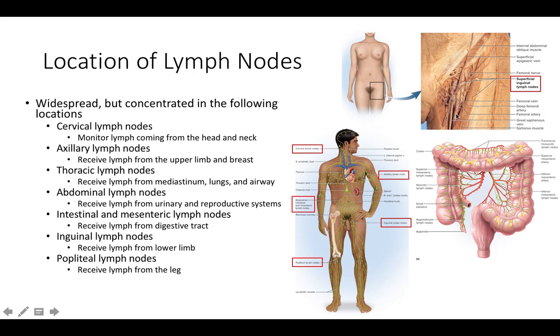And then also we have these nice pictures from the book. You can see right here and right here and right here. Those are some inguinal lymph nodes. And then also the mesentery lymph nodes are labeled in this picture here.